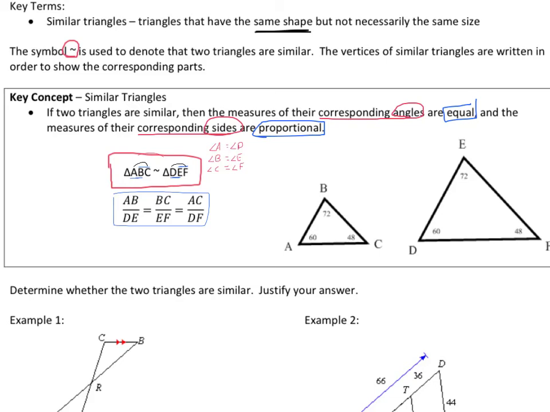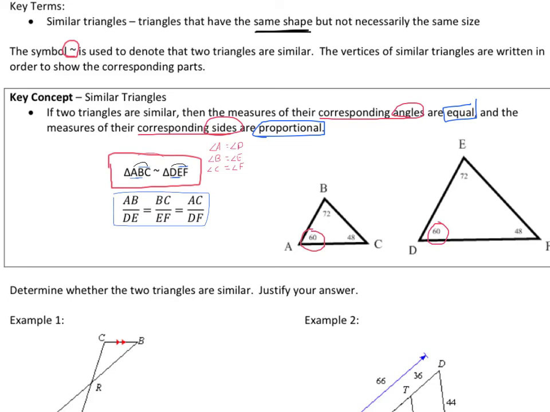And it's important to understand what corresponding means. Corresponding means that you have the same position in each triangle but in different triangles. So for example, we would say that angle A is the bottom left hand part of that triangle, so angle D corresponds to that. That's one way to find corresponding sides.